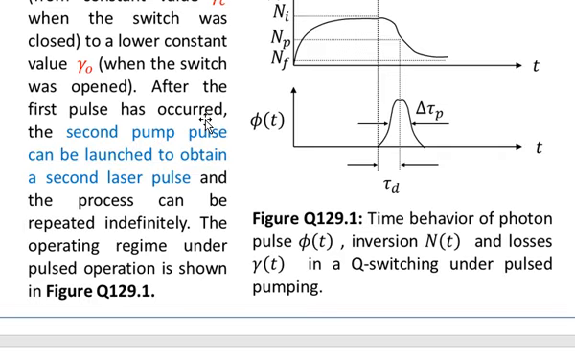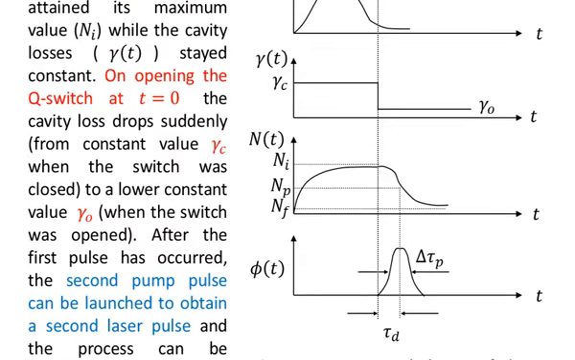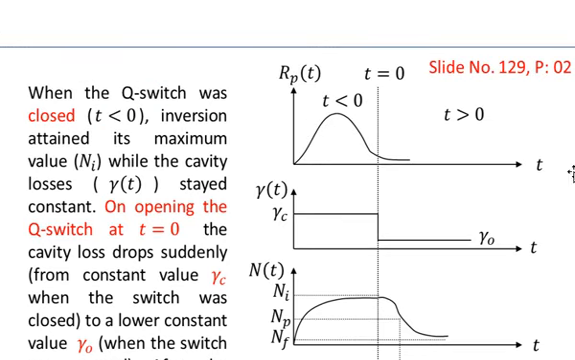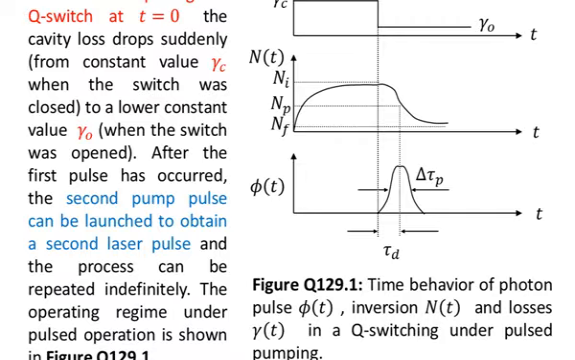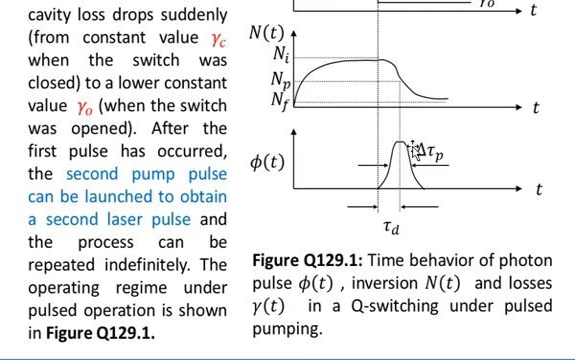After the first pulse has occurred, the second pump pulse can be launched to obtain the second laser pulse, and the process can be repeated indefinitely. The operating regime under the pulsed operation is shown in figure 1, which I have explained. So you see that when the photon pulse is obtained, another pumping pulse, that is Rp of t, can be initiated for this process to be repeated and for the second photon pulse to be obtained through the lasing process.